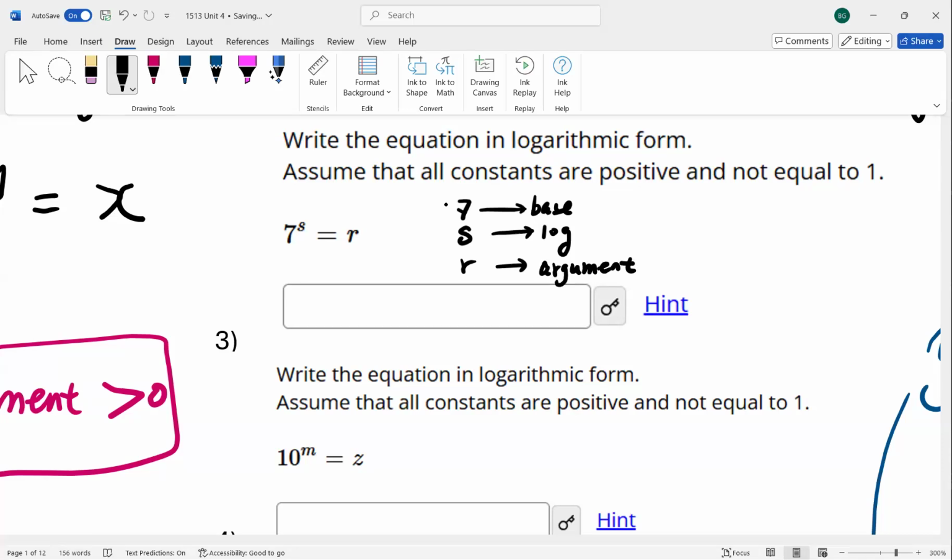Once we have the 3 parts identified, we can rewrite that equation in its equivalent logarithmic form. So log base, look at what you wrote on the scratch paper. Base is 7, so 7 goes here. And the argument is R, goes here. Equals the log, which is S. Done. Do you think you can do it? So just remember 3 parts: base, log, argument.